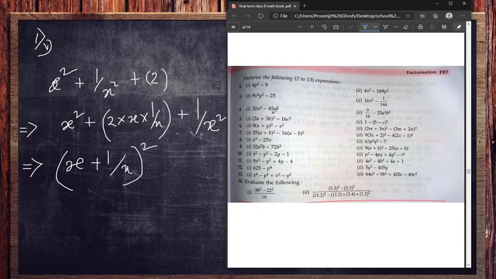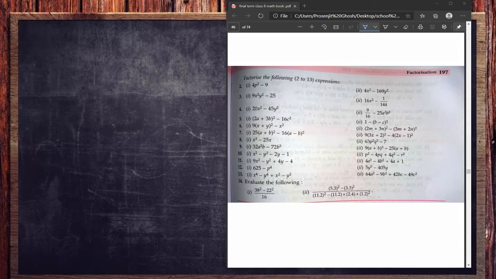That is this kind of identities, some bigger one. But trust me, these are also very much easier for you if you notice it quite differently. How is that possible? That is 3 part 2. What is given? 16x square minus 1 by 144, right?